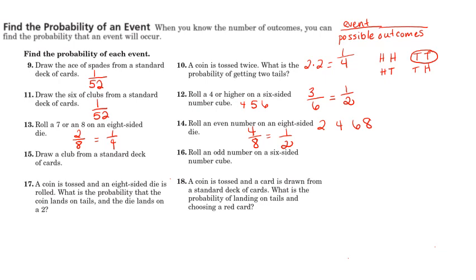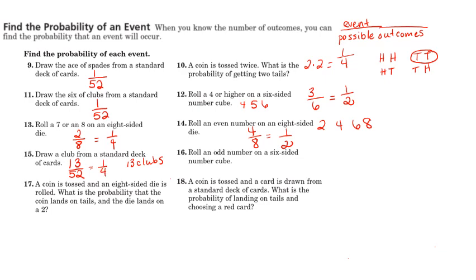What is the probability of drawing a club from a standard deck of cards? So there's 52 cards in a deck. A set of cards has 4 suits: club, spade, diamond, and heart, and there's 13 of each. So there's 13 clubs in a deck of cards. There's 13 clubs, 13 hearts, 13 spades, and 13 diamonds. So I have a 13 out of 52 chance, or 1 out of 4.